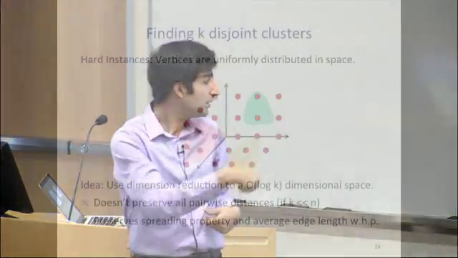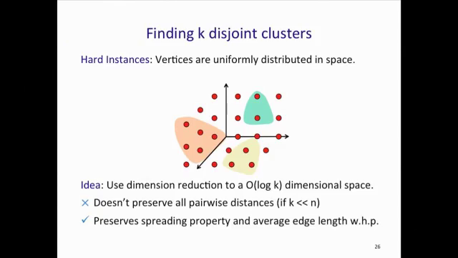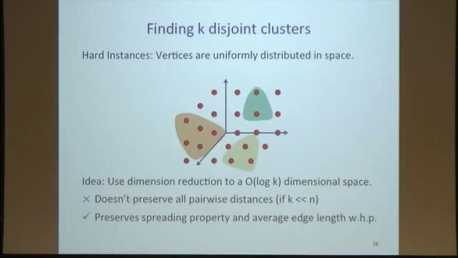Now, if you want to decrease the loss, the idea, as you may guess, is to do dimension reduction, to go from k-dimensional space to log k-dimensional space. But this wasn't an easy task. The reason is that because k can be much smaller than n, dimension reduction will not preserve many of the pairwise distances. Okay? Nonetheless, we show that it preserves the spreading property and the average edge length with very high probability. And that is what is essential for our proof.